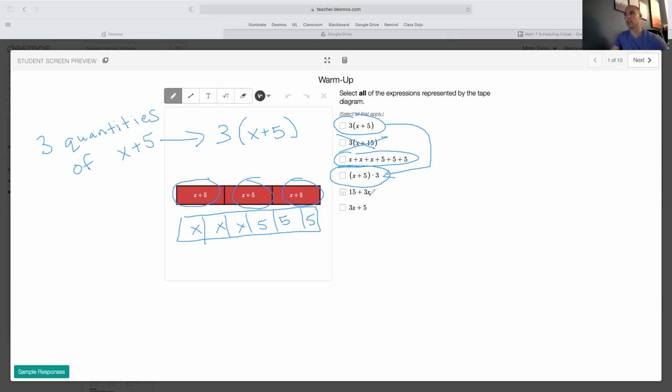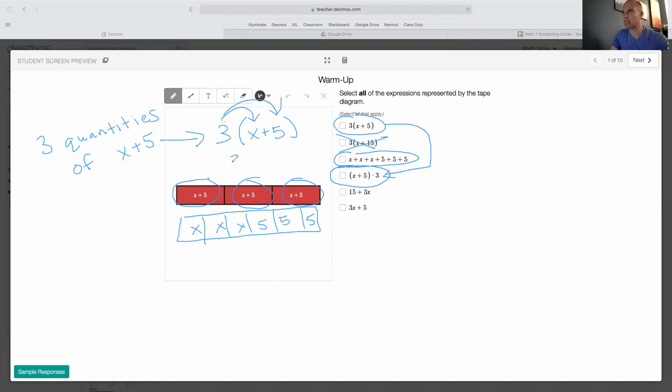This one here is what you would get after using the distributive property on the first one I wrote. See, this right here means 3 times the stuff in the parentheses. So 3 times the x and 3 times the 5. And math teachers usually like to draw these arrows to show that they're distributing the 3 to the x and distributing the 3 to the 5. That's why we call it the distributive property.